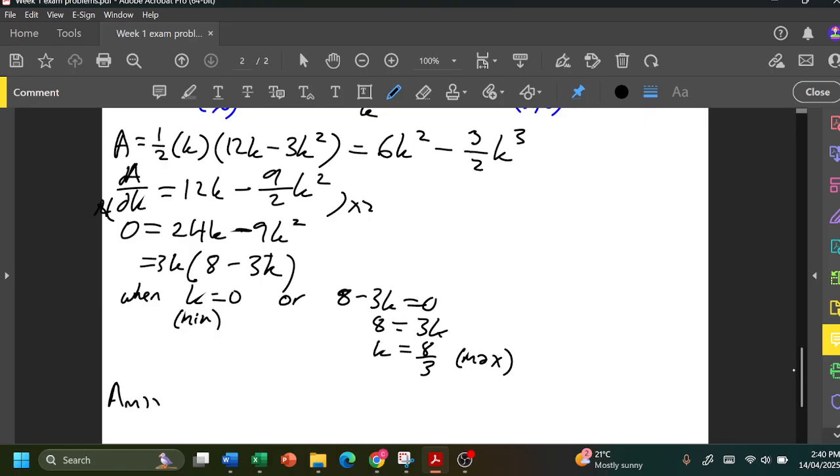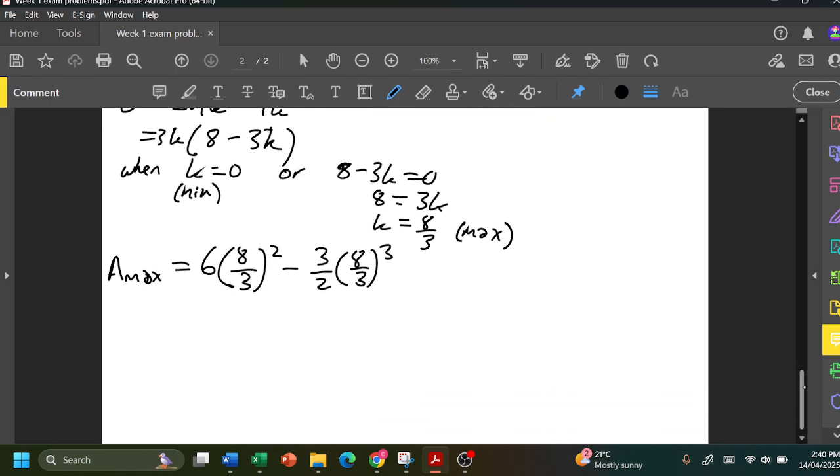We need to take that value of k and substitute it back into our expression for area. So we can find that the maximum area, A max, is going to be equal to 6 times (8 on 3) squared, take away 3 on 2 times (8 on 3) cubed. And if this is a tech-free exam, we're going to have to come up with some way of solving this, because this is quite an ugly little expression involving some fractions. So we do need to find what this is. So let's see what we know about this.